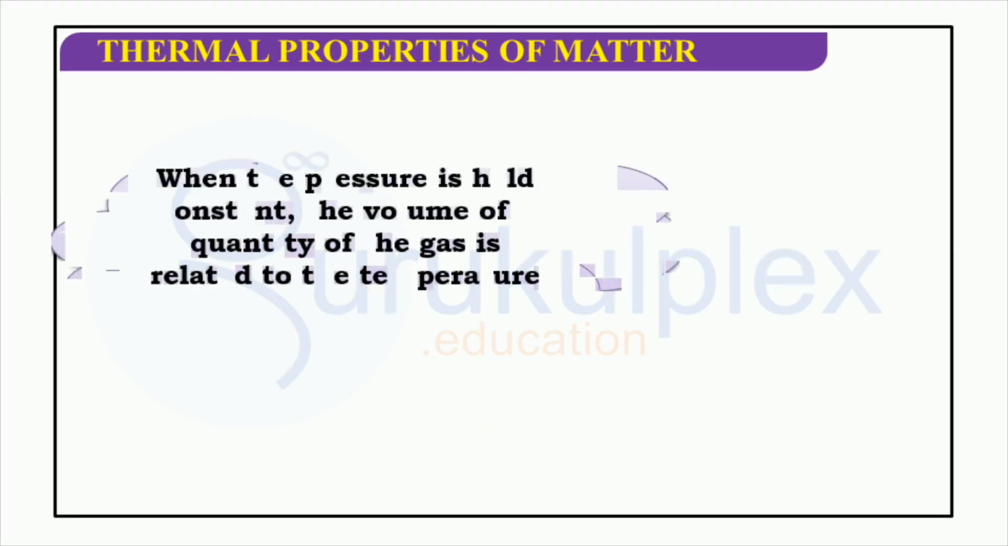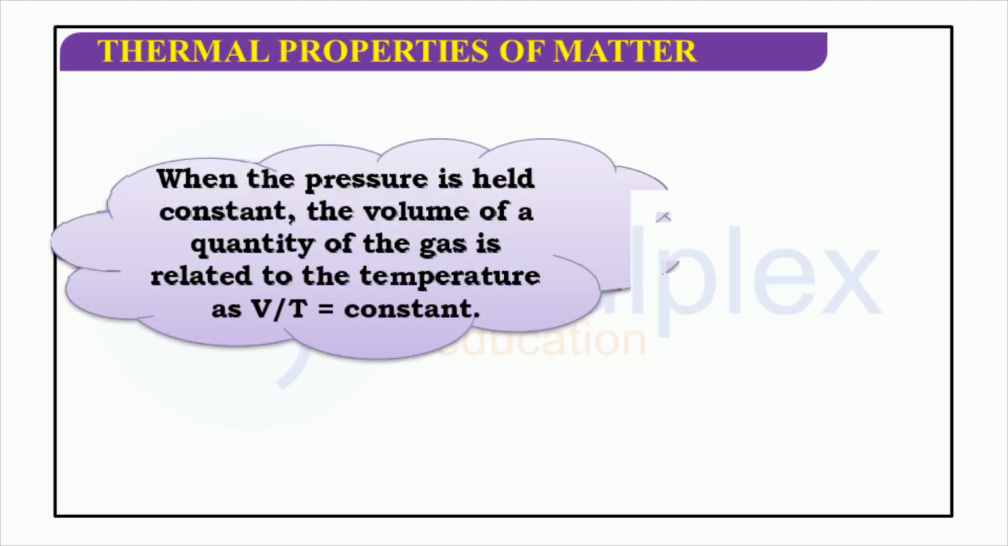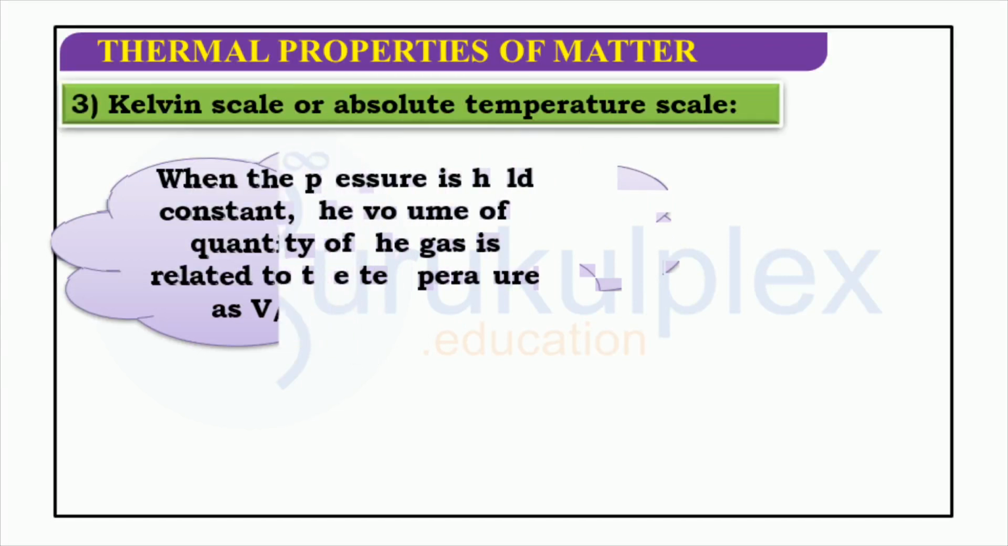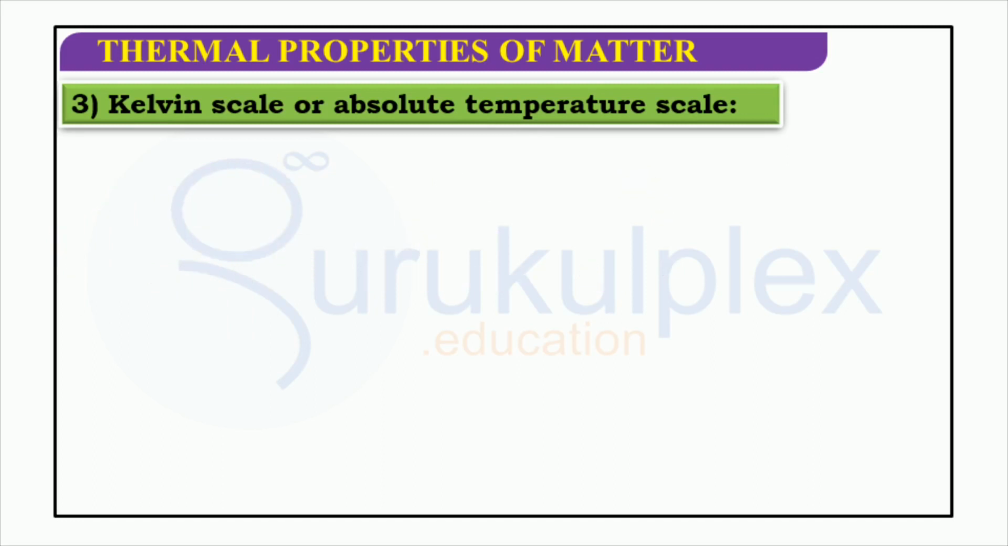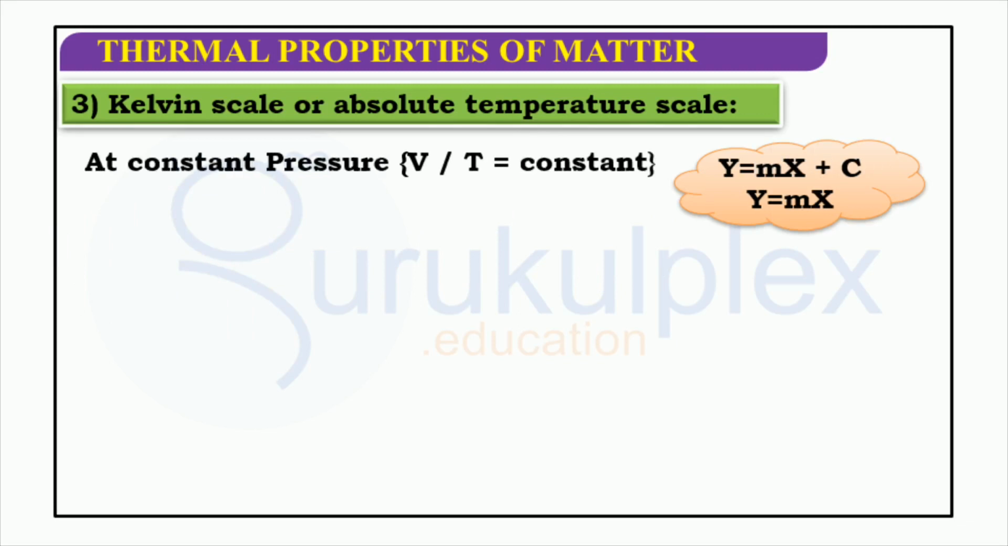Today we are discussing the thermal properties of matter. Specifically, we will be looking at how the volume of a given quantity of gas is related to temperature at constant pressure. The Kelvin scale, or absolute temperature scale, measures this relationship, with 0 Kelvin signifying the lowest possible temperature.